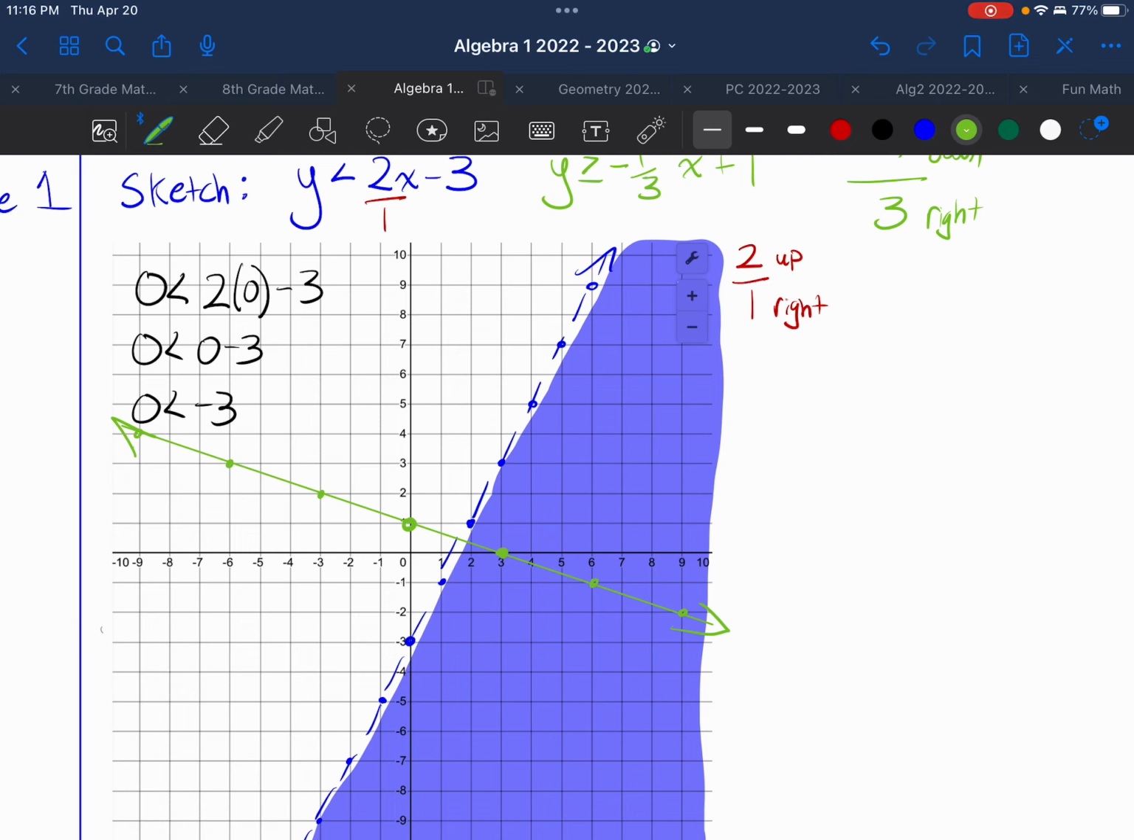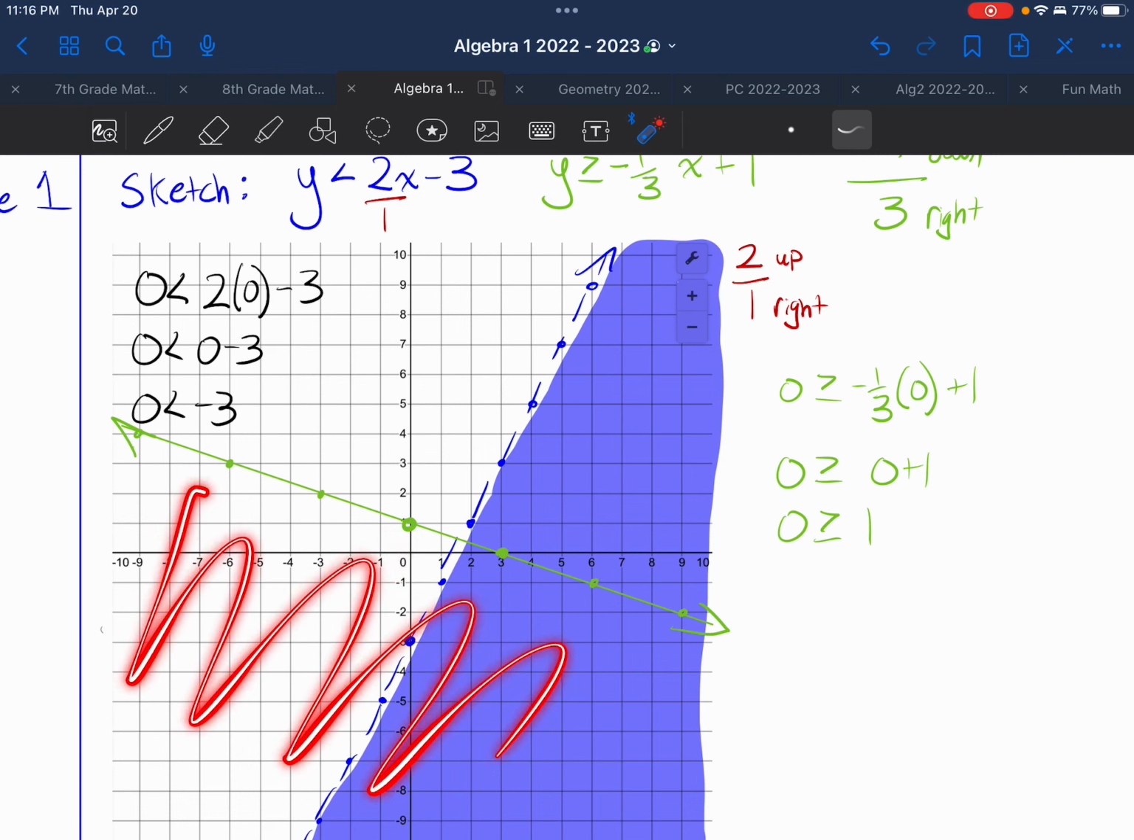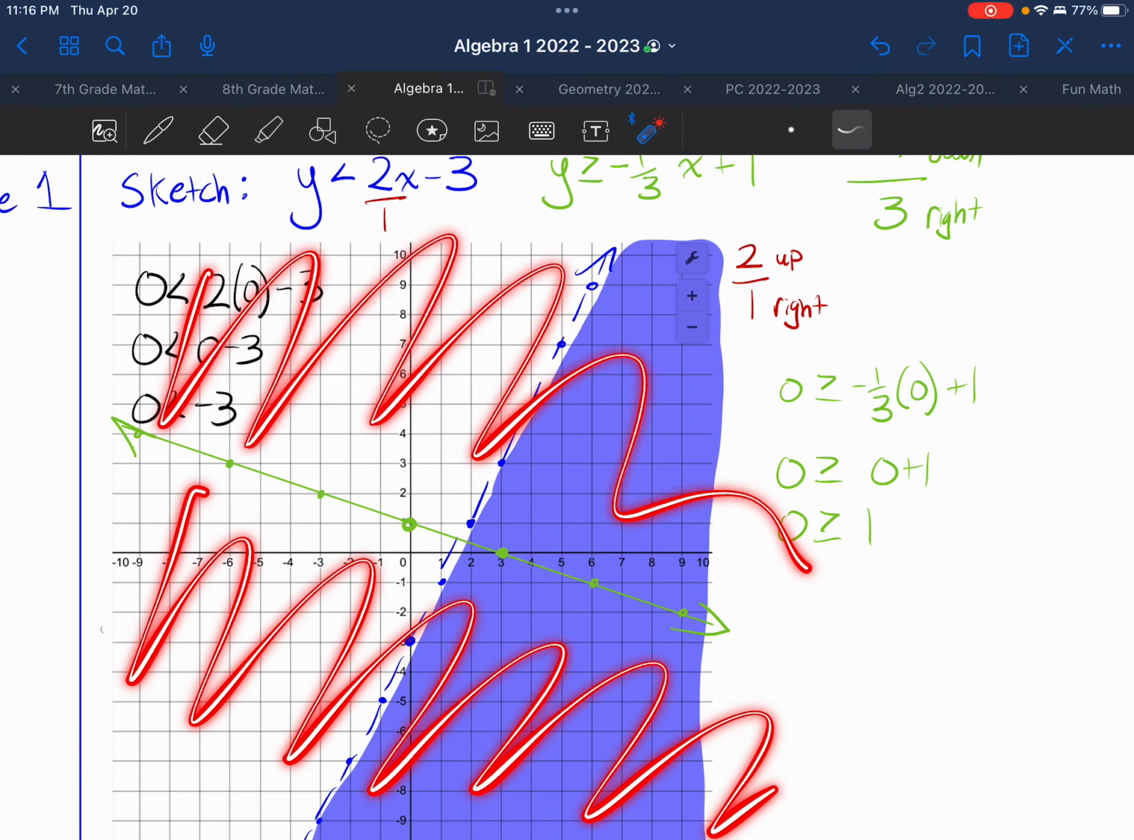And the question is, which side do you shade? And again, I'm going to do a test point. I really like plugging in 0, 0 or some easy number. So let's plug in 0, 0 into this equation and see if it works. So I'm going to have, instead of y, 0 is greater than or equal to -1/3 of 0 plus 1. And that's going to be 0 is greater than or equal to 0 plus 1, so 0 is greater than or equal to 1. 0 is not greater than 1, so that is sad face. This is not in our solution down here, which means if everything down here is not in the solution, that means everything up here has to be in the solution.